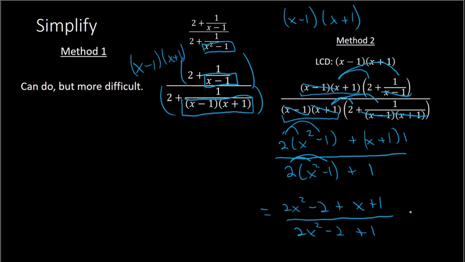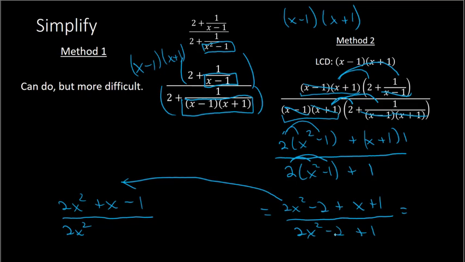So again, we can simplify a little bit further. This numerator, we have 2x squared, and then plus x, and then minus 2 plus 1 would be minus 1. So that's your numerator. And the denominator, we have 2x squared, and then negative 2 plus 1 would be minus 1.